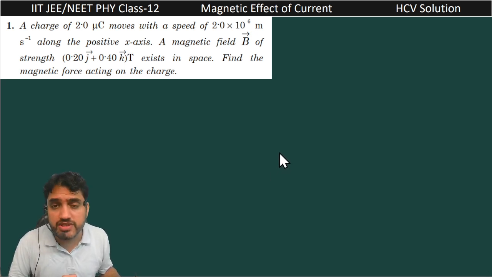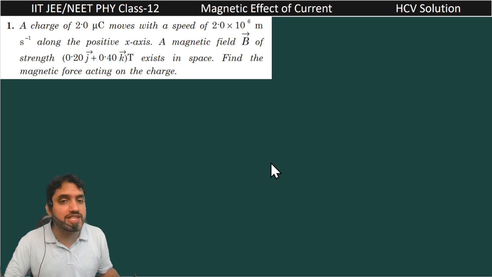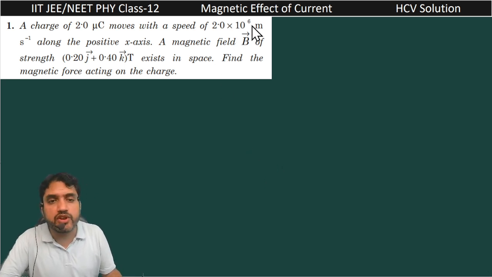The question is saying that a charge of 2.0 microcoulomb is moving with a speed 2 × 10^6 meter per second along the positive x-axis, and a magnetic field B of strength 0.2 j plus 0.4 k exists in the space. Find the magnetic force acting on the particle.